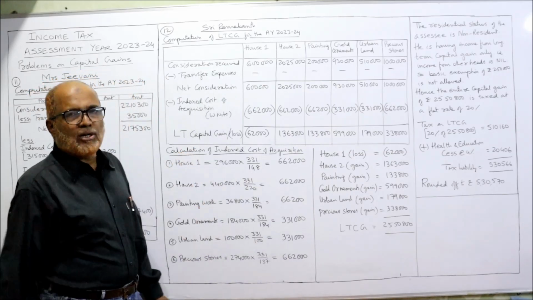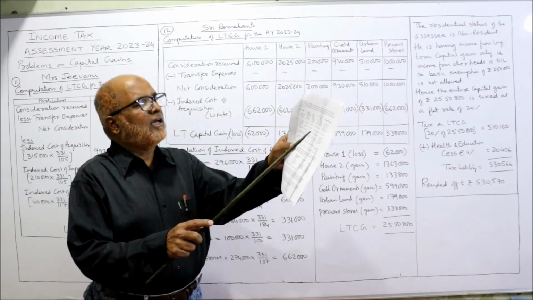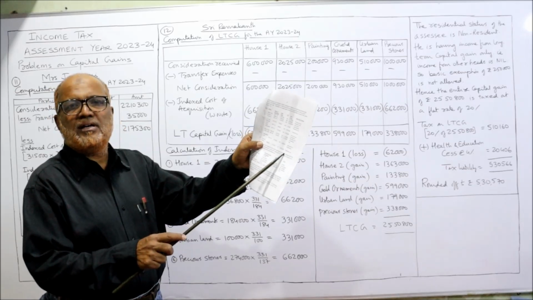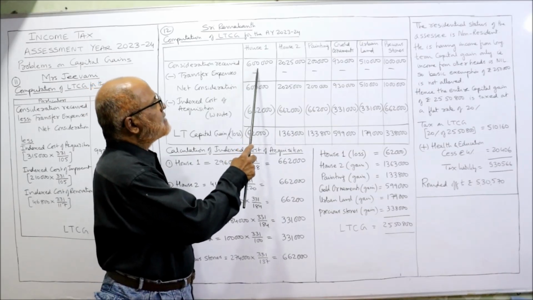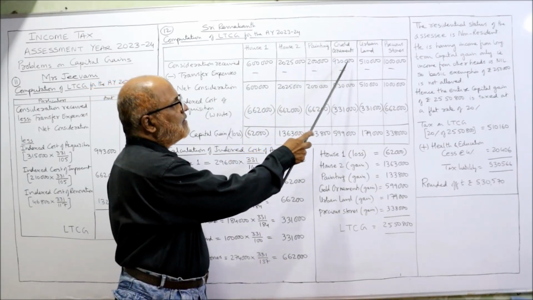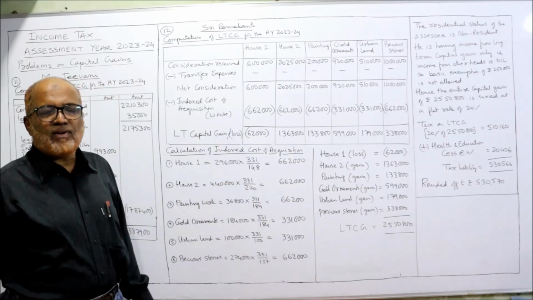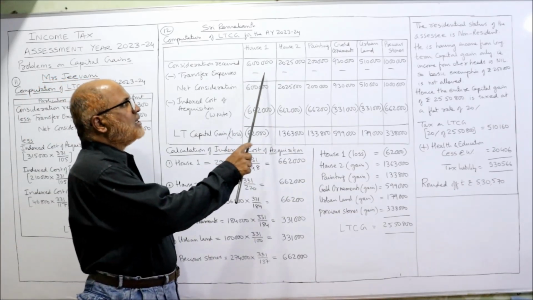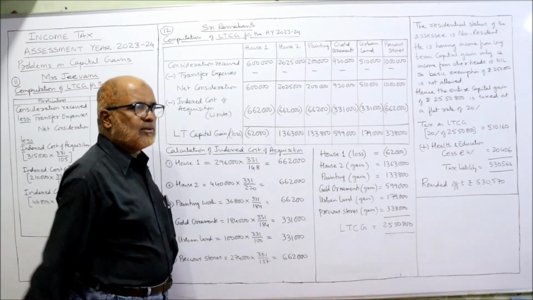Now first, consideration received. The sale price is given for all the 6 assets in the problem. For each asset: 6 lakh, 20 lakh, 25,000, 2 lakh, 930, 510 and 10 lakh. That is given in the problem. Less transfer expenses are not at all given, no transfer expenses at all. So net consideration is the same amount.